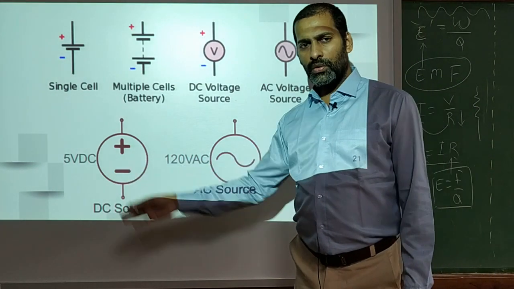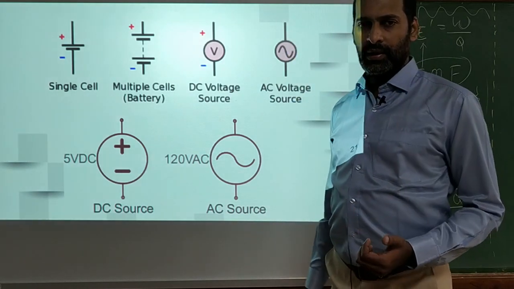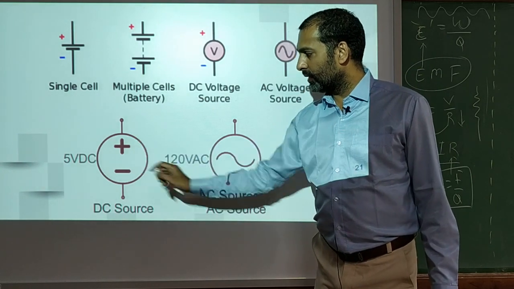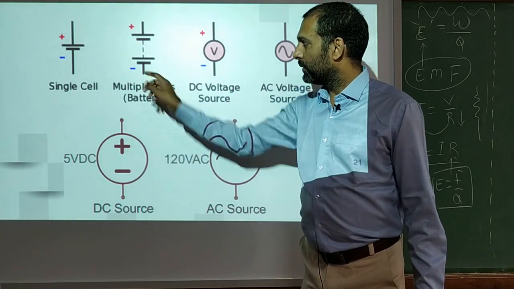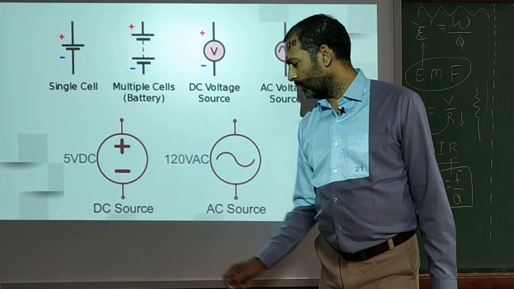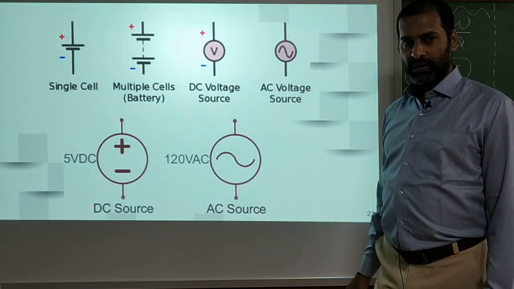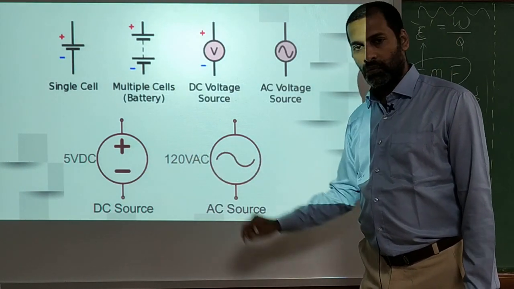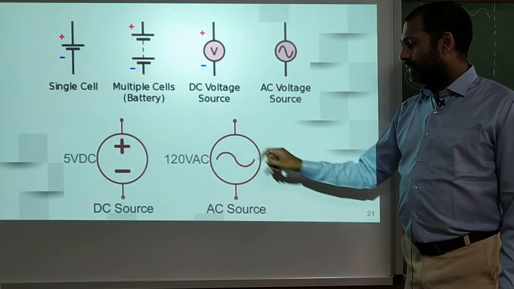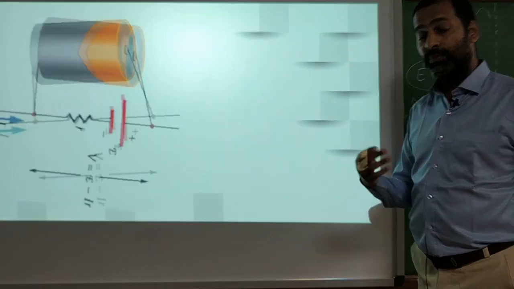Here suppose you are using a 5 volt battery. In a mobile phone you may have a 3.3 volt or any other battery. If you use a 5 volt battery, it can be represented like this also. So we have one circle, positive and negative, that is a DC source. For an AC source, suppose we are using 120 volts AC, VAC means volts AC. Here 5 volt DC. Then we can represent it with some sinusoidal symbol. So we can have an AC source or DC source as per our requirement.